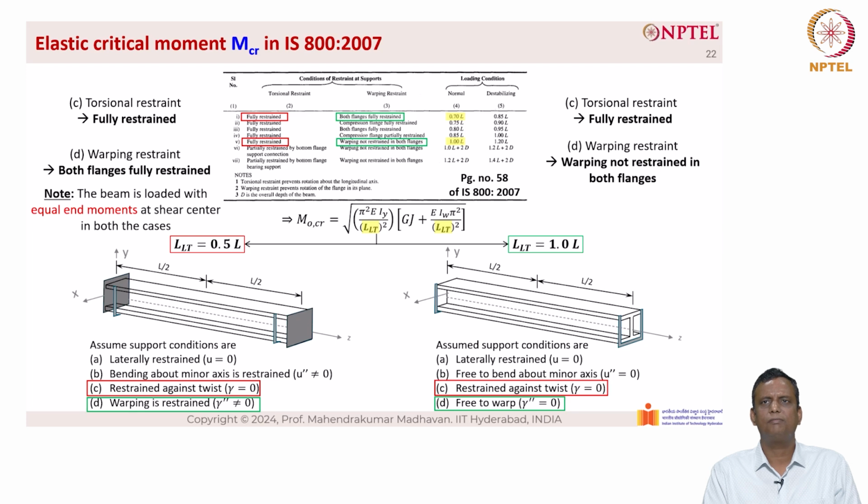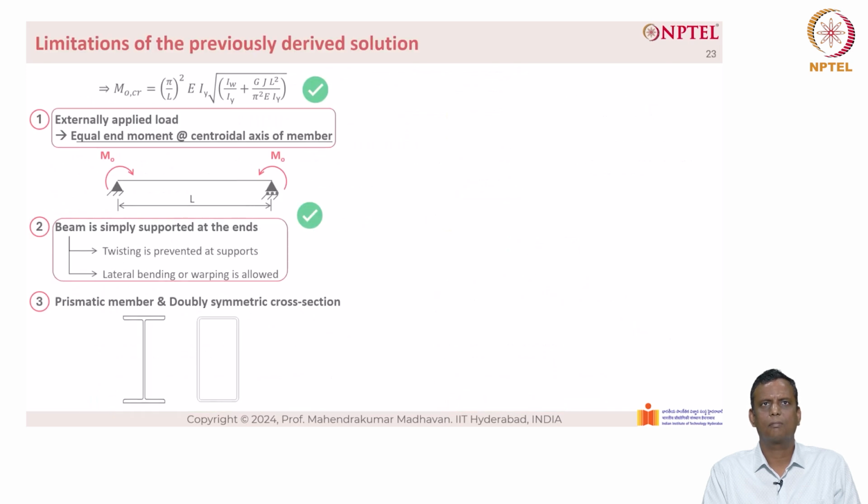Similar situation is reflected here, as you can see. So, the L sub LT equal to 0.5 L is based on theory, whereas the practice indicates that it should be 0.7 L. However, it should be noted that the beam is loaded with equal end moments at shear center in both the cases. The limitations of the previously derived solutions are given here.